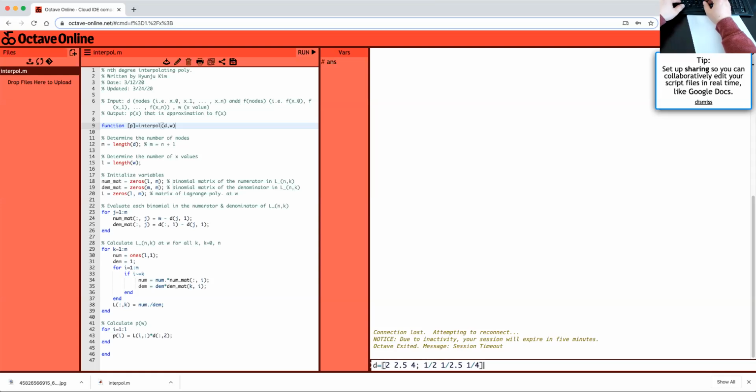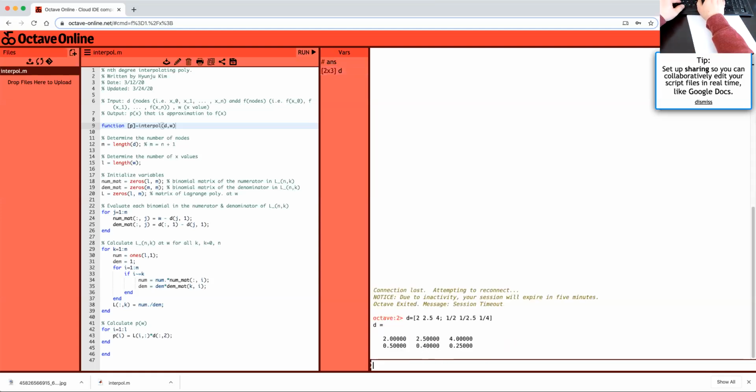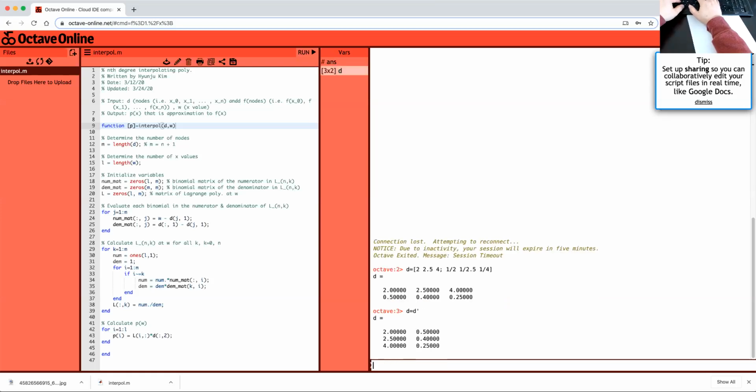Okay, and then we'll see it here. As you can see, look at this: 2, 2.5, and 4, and then 0.5, 0.4, 0.25. So we have to get the 2, 2.5, and 4 in a column, not in a row. So we transpose. How can we transpose? We put the prime. Then you see that when we transpose D, we're gonna get the nodes in a column, and then the second column must be function values.